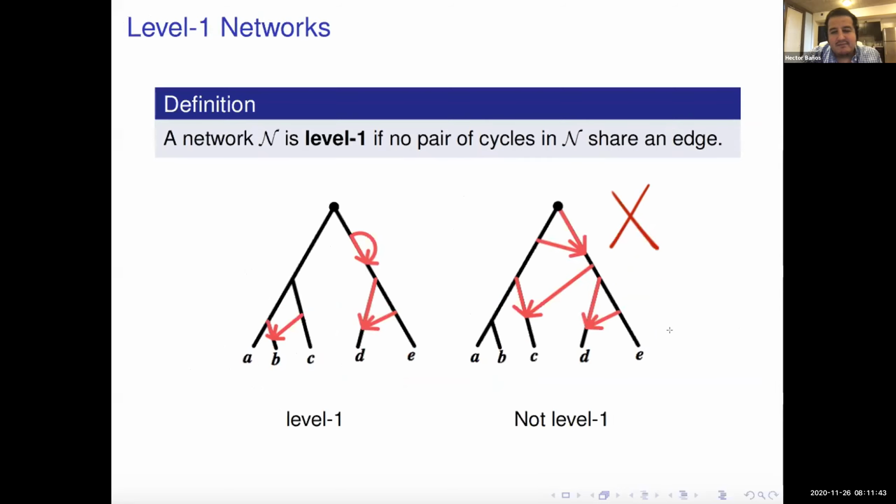Now, because the class of all phylogenetic networks is often too large to say something really strong, we will just focus on level 1 networks. We say a network is level 1 if no pair of cycles in N share an edge. So in this picture, we see this is a level 1 network because this cycle does not share any edge with any other cycle, and the same for all others. But this one is not level 1 because, for example, this cycle shares an edge with this cycle.